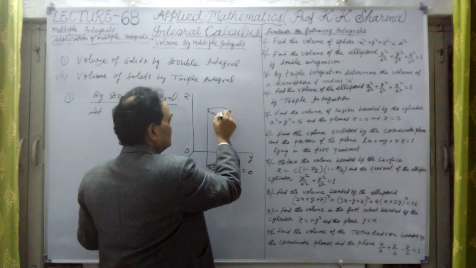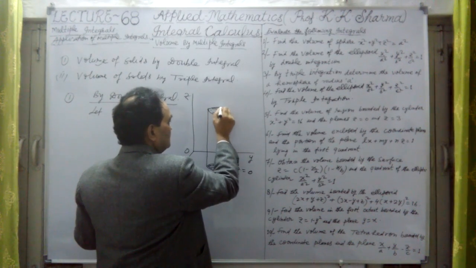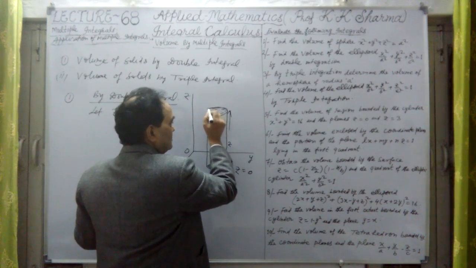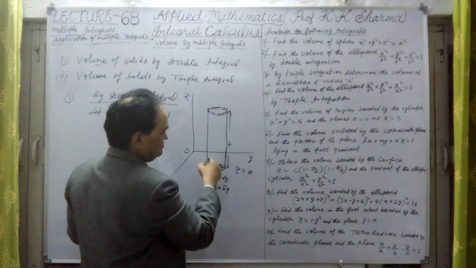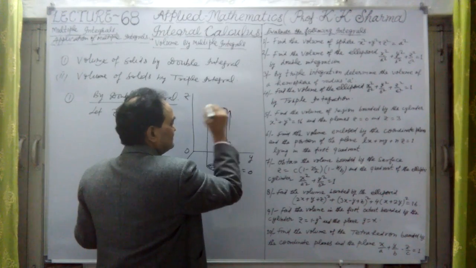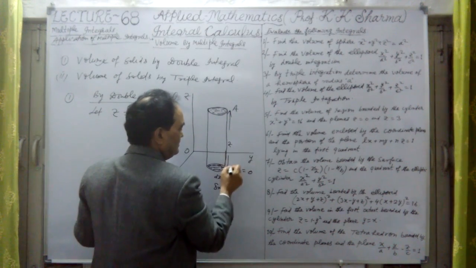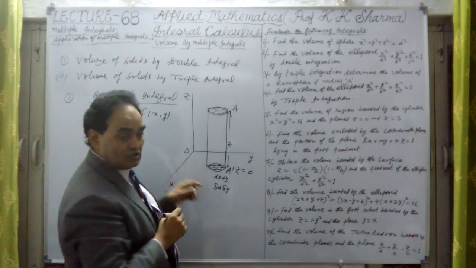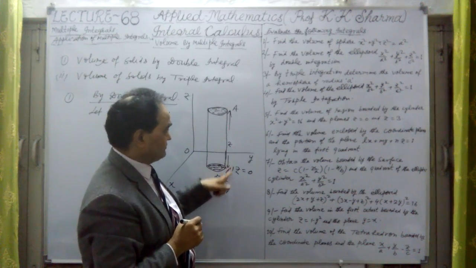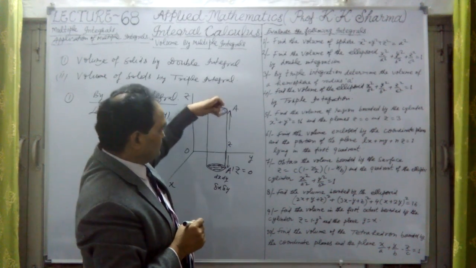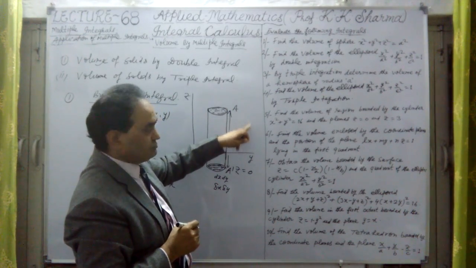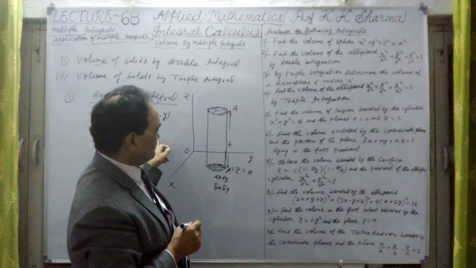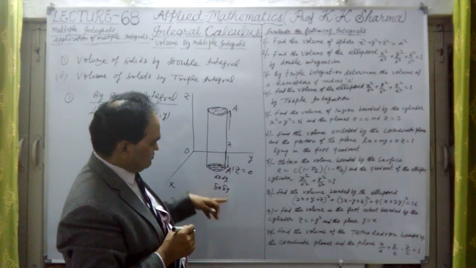Now let me take here a circular base. This is the projection of the surface. Let me take this surface as A, and its projection A dash. But here we have x equal to 0 in this plane, and in this plane y equal to 0. But we have to find the volume of the elementary figure.